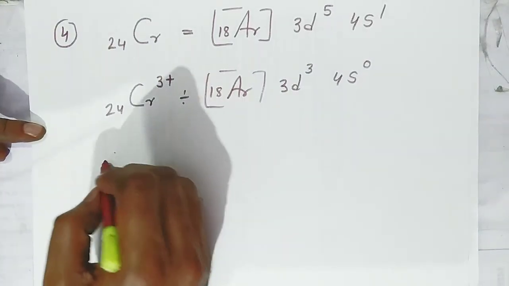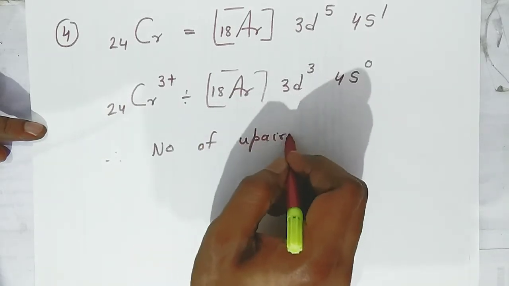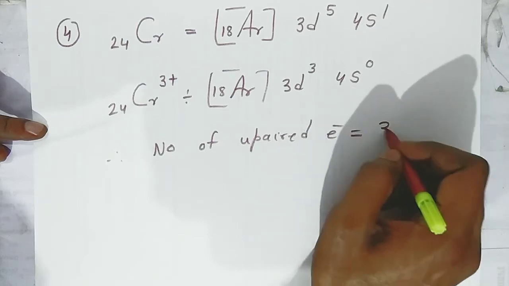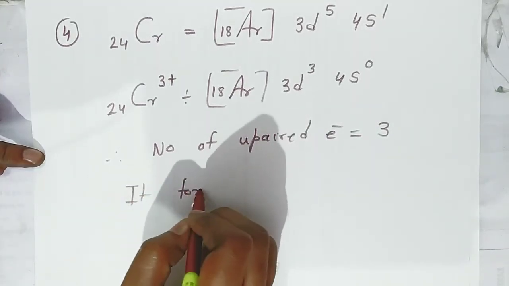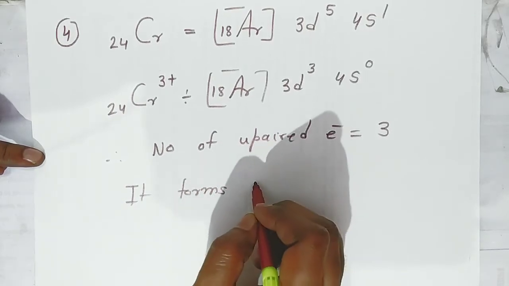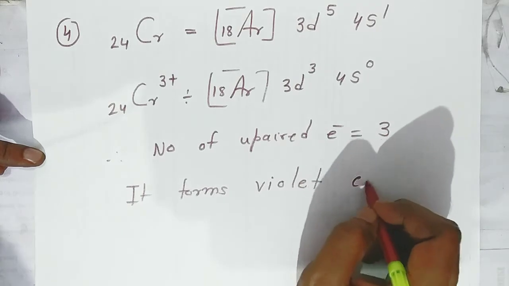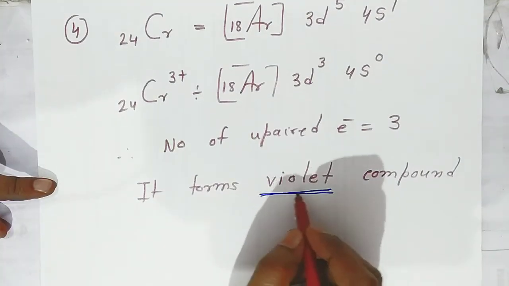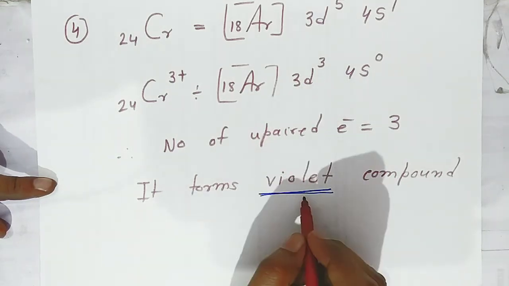Now students, when you see the number of unpaired electrons after the formation of the bond, the compound contains how many unpaired electrons? 3 unpaired electrons. That means the compound looks violet in color. Violet color, students. The 3d3 compound will always be violet, which is very important, students. Here, students, I have written violet, and I am underlining it with violet color.